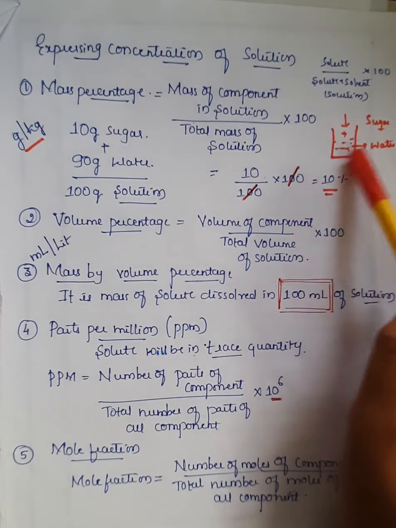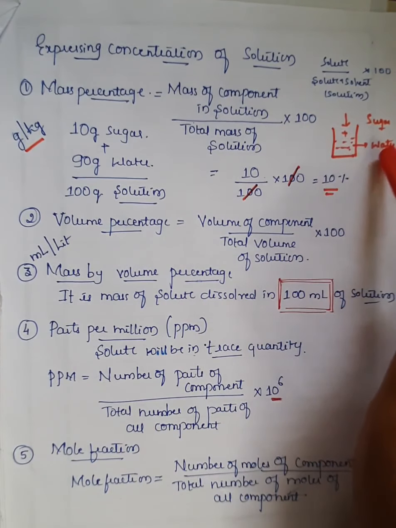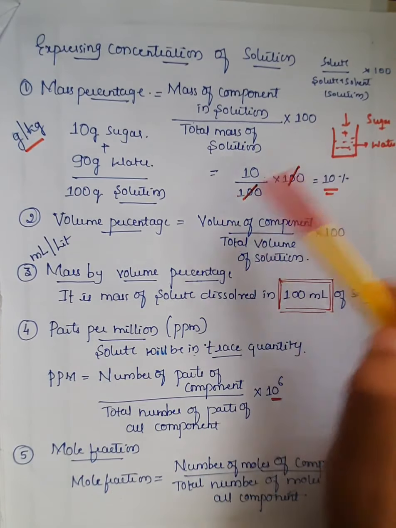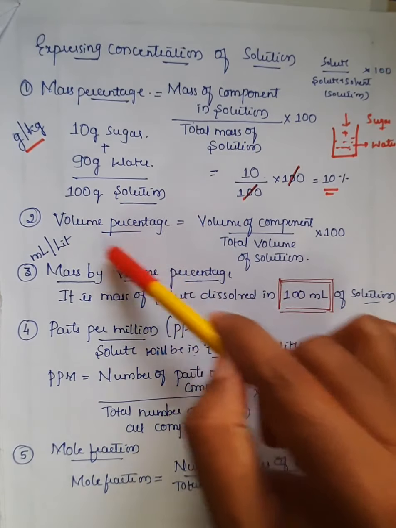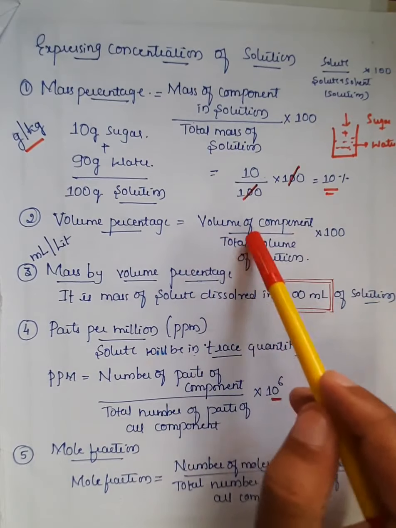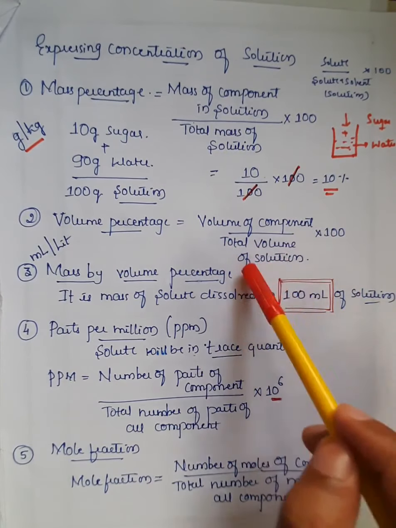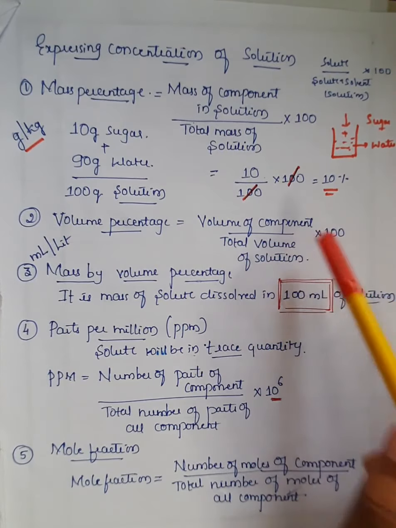Similar to this, here I have taken water and added sugar. So this is a liquid solution. We can take it in terms of volume percentage also. If you want to calculate the volume percentage, you can use the formula: volume of the component divided by total volume of the solution into 100.